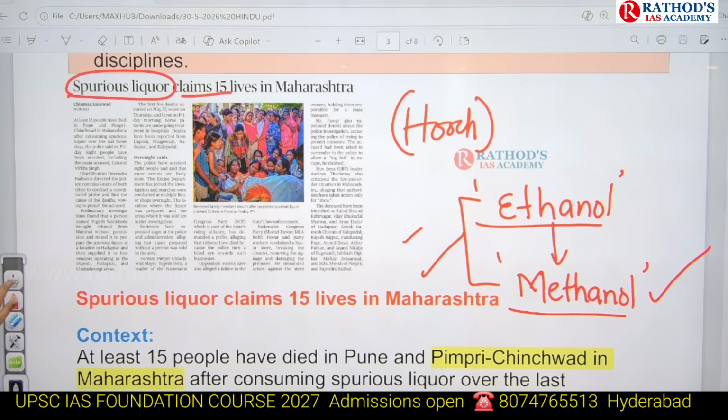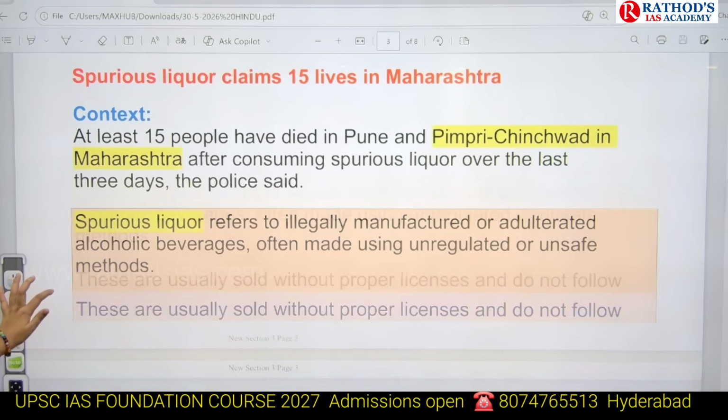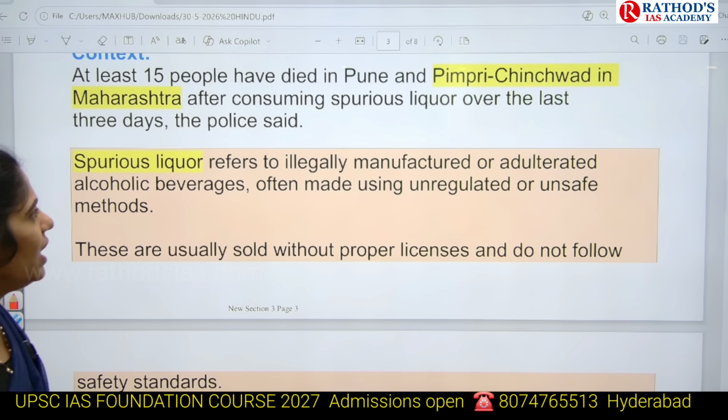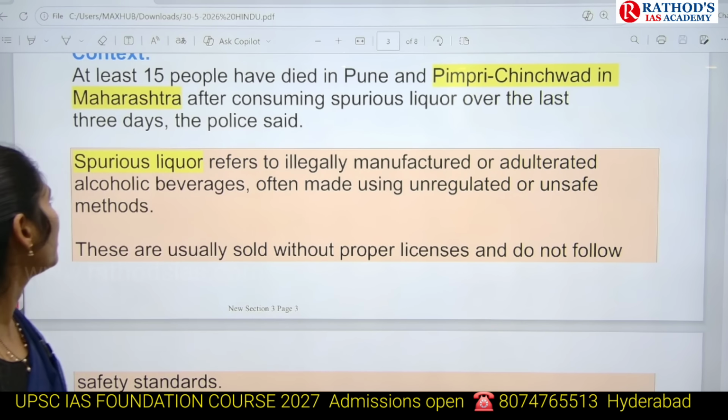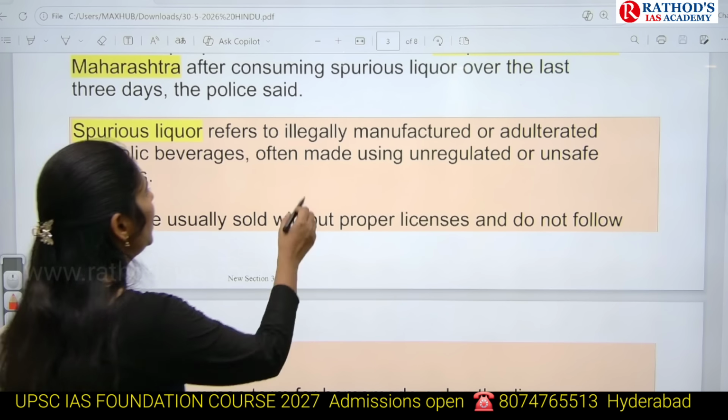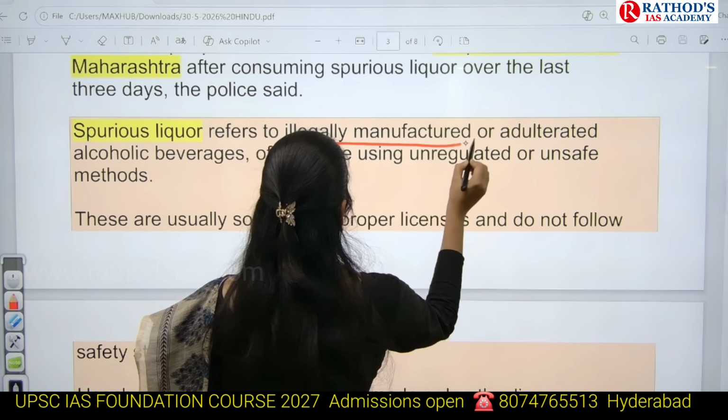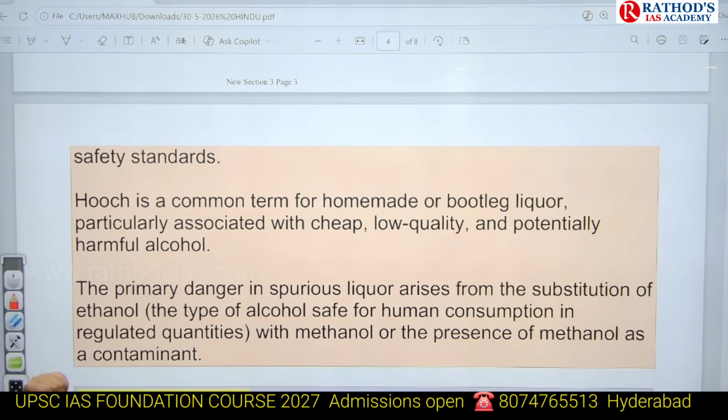Okay. Now let us see the context. It says that around 15 people died in Pune, which is located near the Pimpri Chinchwad region of Maharashtra. Around 15 people died because of consumption of spurious liquor. So what is the meaning of spurious liquor? It is illegally manufactured or adulterated alcoholic beverage, and normally it is unsafe for consumption, but people will consume that, and they will get this kind of adverse impact on their health. They are usually sold without any proper license, and they will not follow any safety standards.